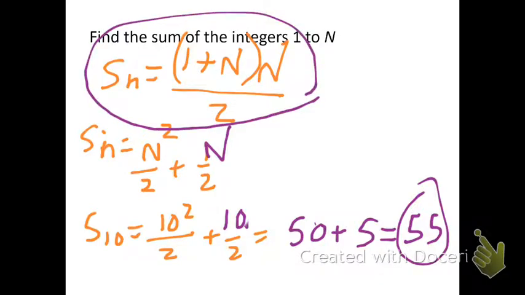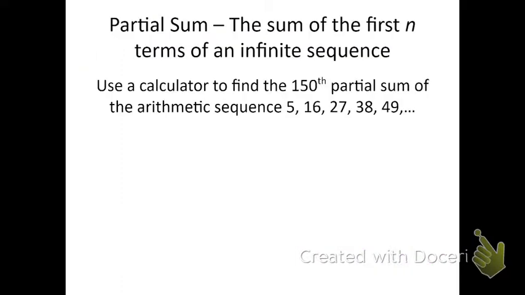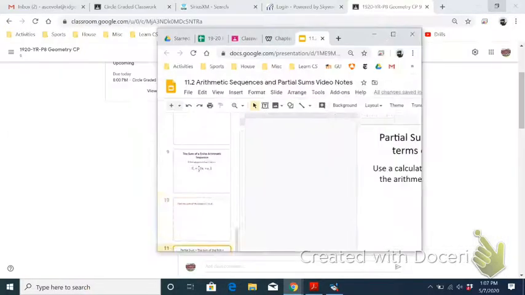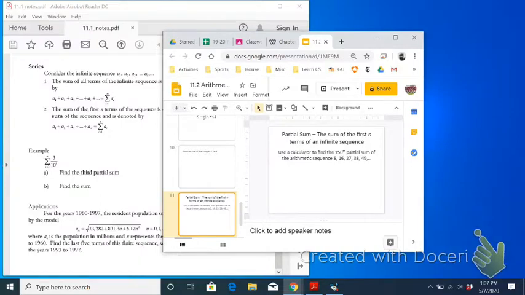Let's do one more for this video. Now the partial sum. Those are for infinite sequences that go on forever. A partial sum just means you want to add the first couple terms. So use a calculator to find the 150th partial sum of this arithmetic sequence. We could use summation notation, or we can also use these formulas. First I'm going to come up with the nth term formula here.